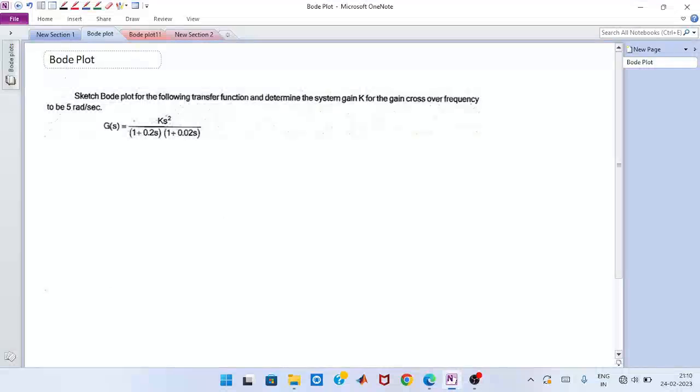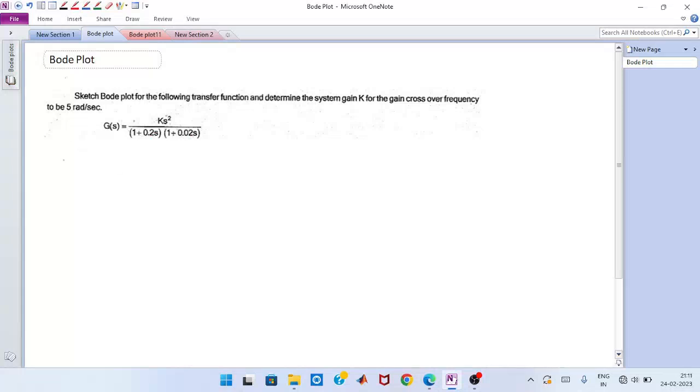Now we are going to see the problems in Bode plots. So the first problem is: sketch the Bode plot for the following transfer function and find the value of K for the gain crossover frequency at 5 radians per second. So G(s) is given as K s square divided by (1 plus 0.2s) into (1 plus 0.02s).